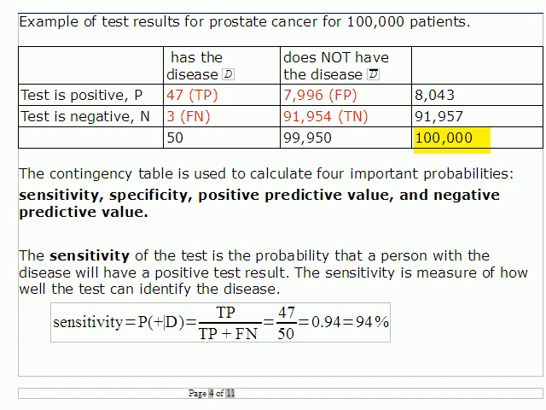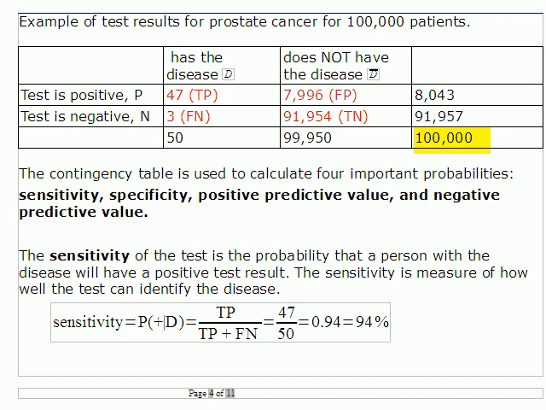Now, what we're going to use the contingency table to do is calculate 4 important probabilities. One's called sensitivity, one's called specificity. The next is the positive predictive value, and the fourth is the negative predictive value. The sensitivity of the test is the probability that a sick person will get a positive result. This is measuring how well the test can identify the disease.